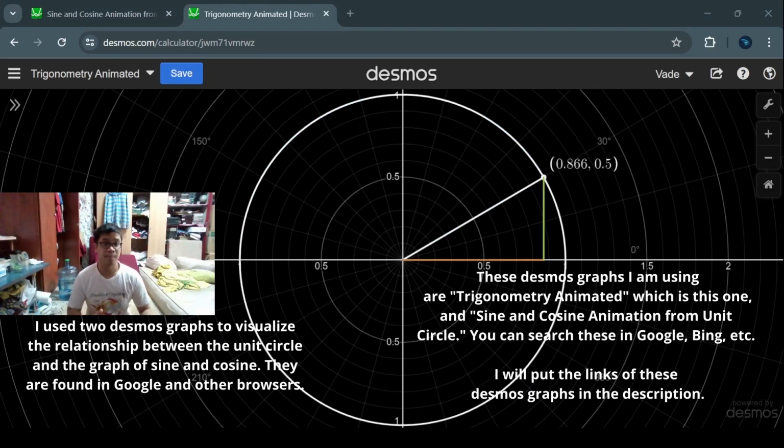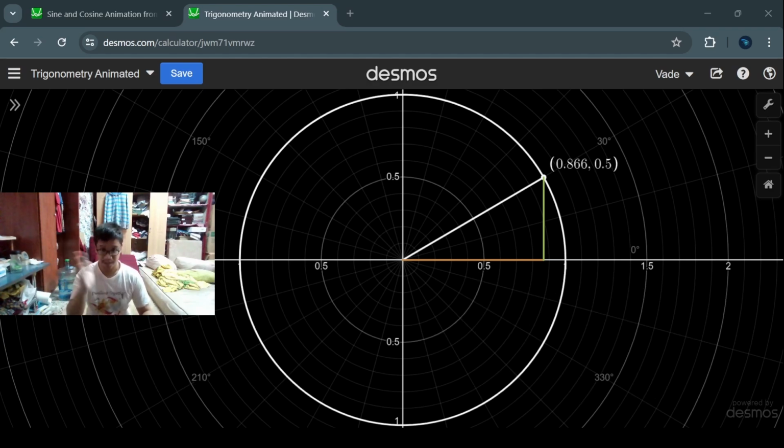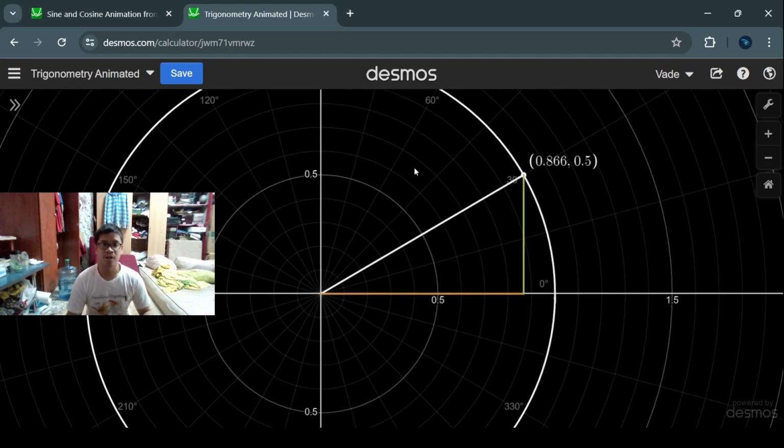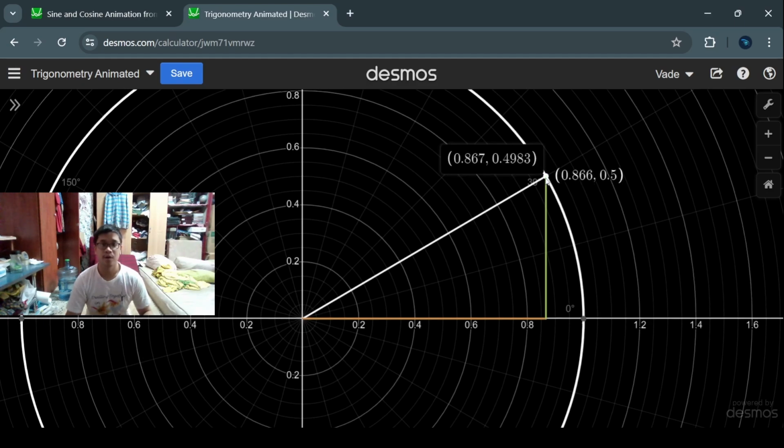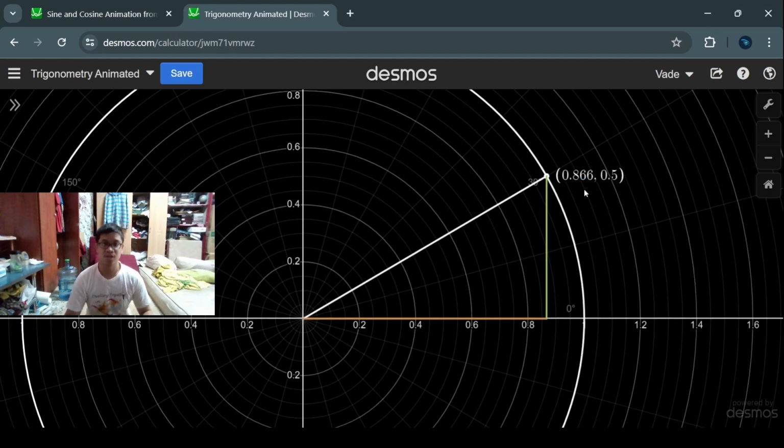Another cool thing about knowing the graph of sine and cosine is its relation to the unit circle. Do you remember the unit circle? Remember that the unit circle is the circle itself centered at the origin, and the length of the radius is always 1 unit. Now, let's take a look closely here. We have the coordinates of this point here at the corner. We have given coordinates 0.866 and 0.5.